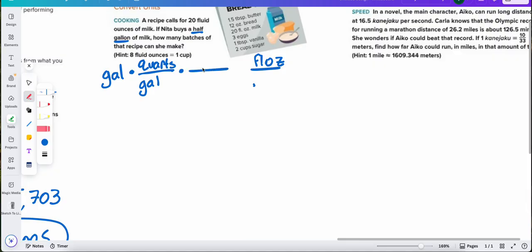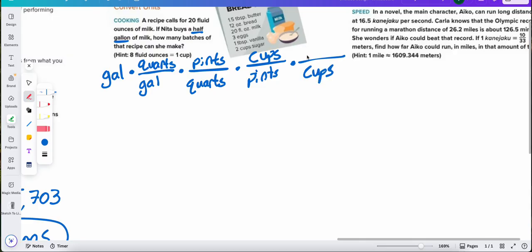Then we want quarts to disappear. I might have to erase and make a little bit more room. In quarts, we know how many pints there are. Okay. Then we want to get rid of pints. So we would multiply by pints on the bottom. And for pints, we know how many cups there are. And then we want cups gone. And for cups, we know how many fluid ounces that is. So this is the string of multiplication we need. So this gallon part is going to be over 1.